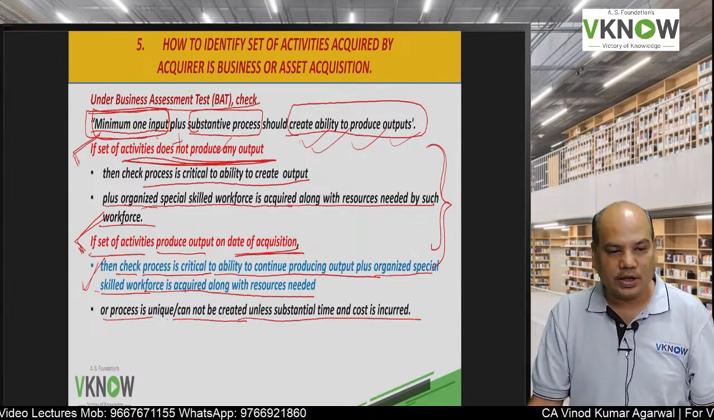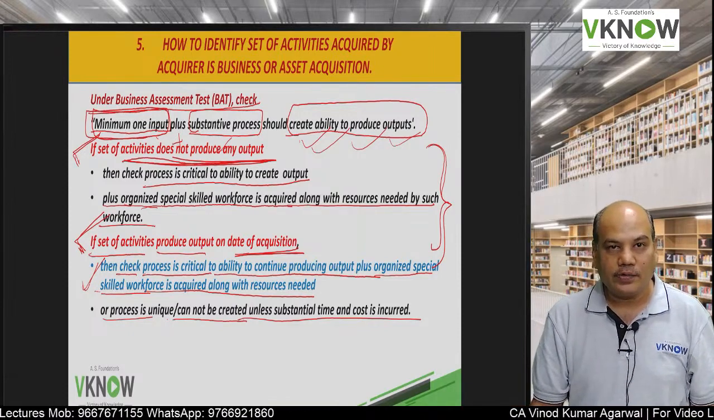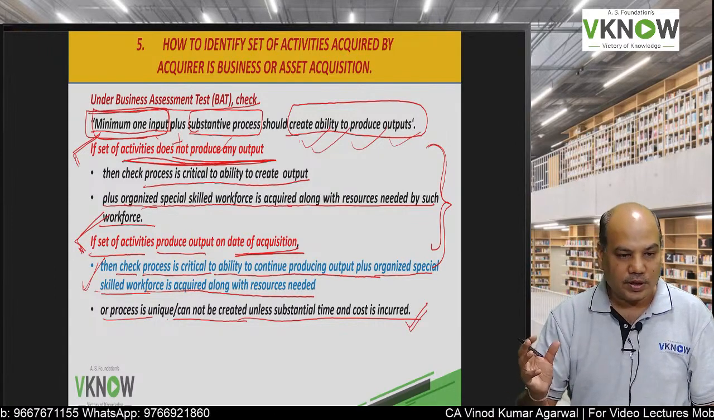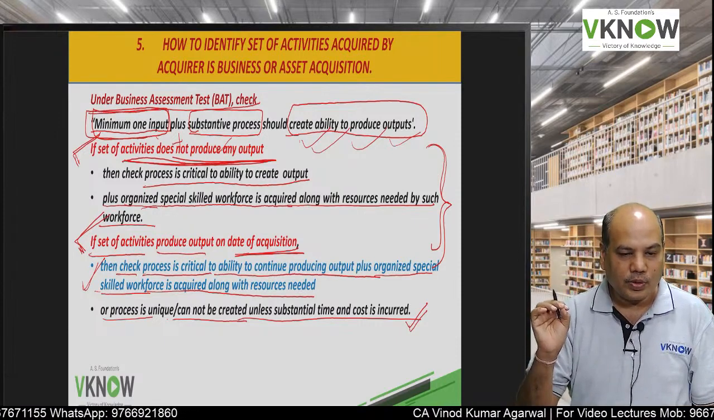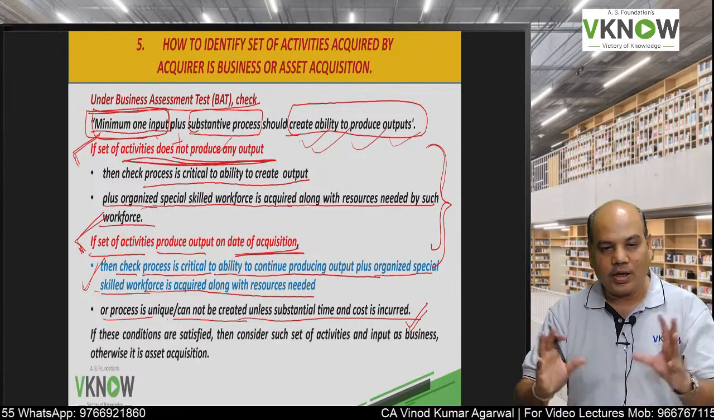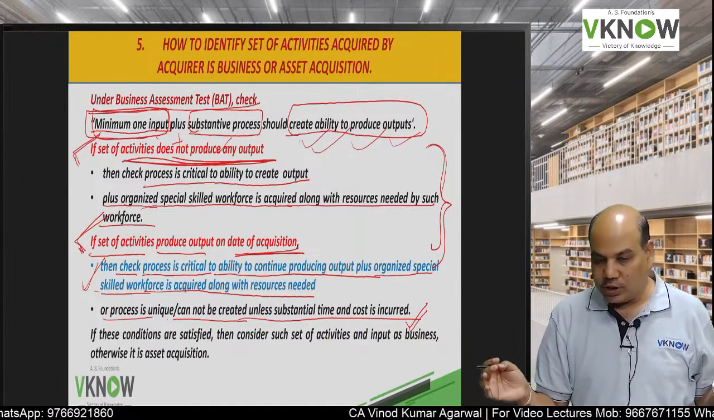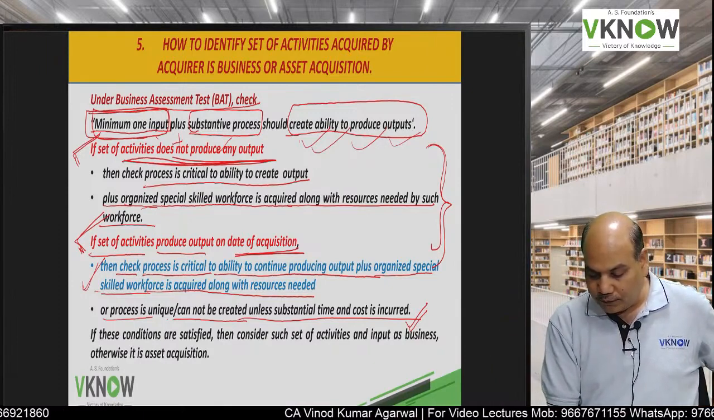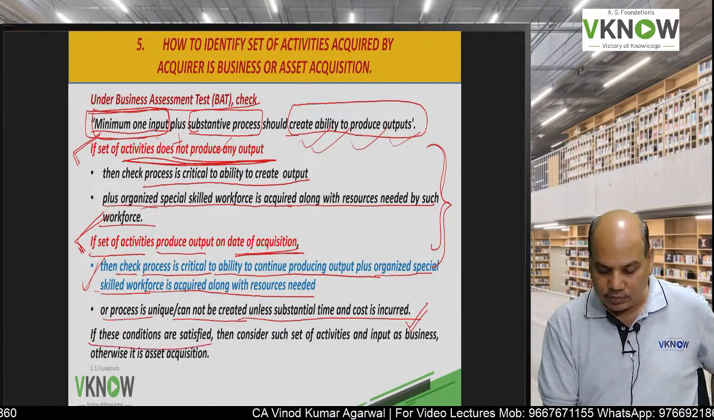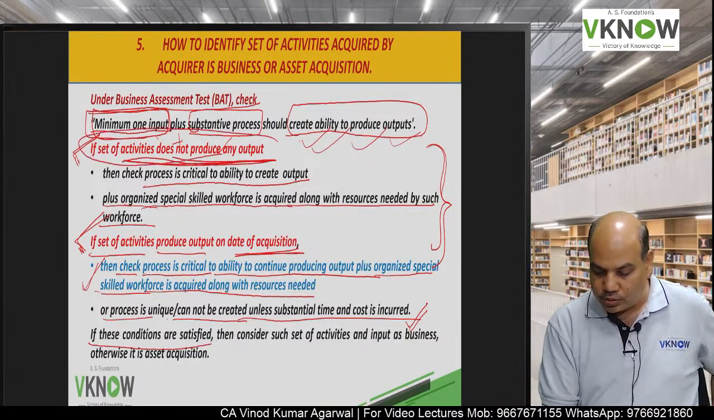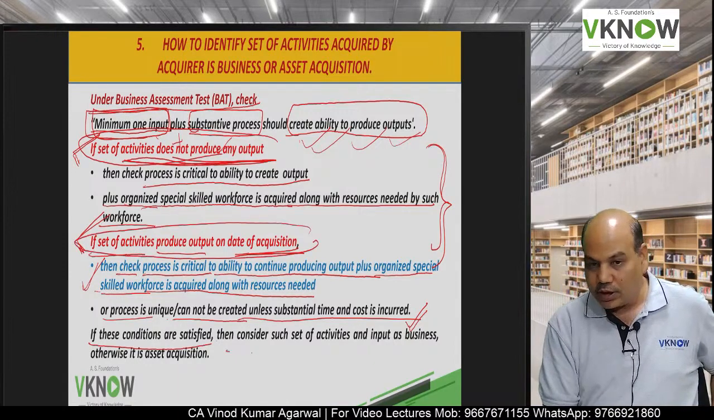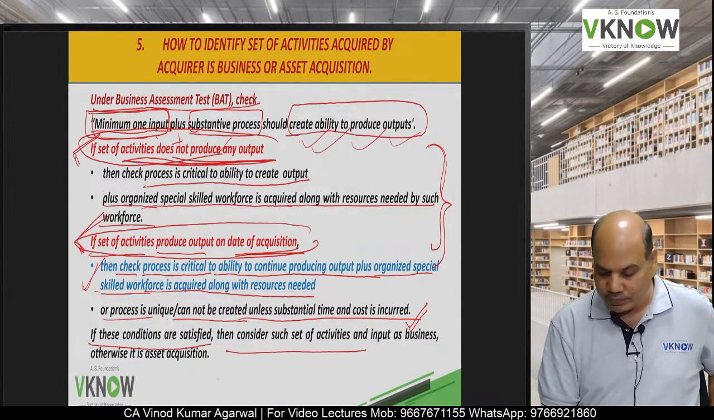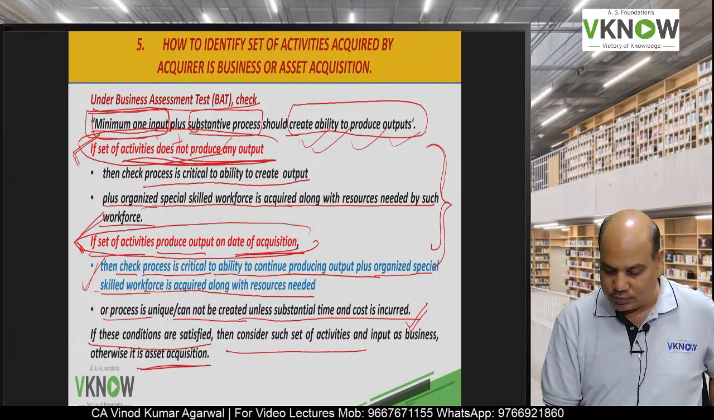So that process is either unique or it will require substantial time and cost. If you want to create a similar business, it will take a lot of time. If you want to create another Reliance kind of business, it will take a huge amount of time and expenses. If these conditions are satisfied, whether it is not producing output or it is producing output, then this set of activities will be called a business. Otherwise, it is an asset acquisition.